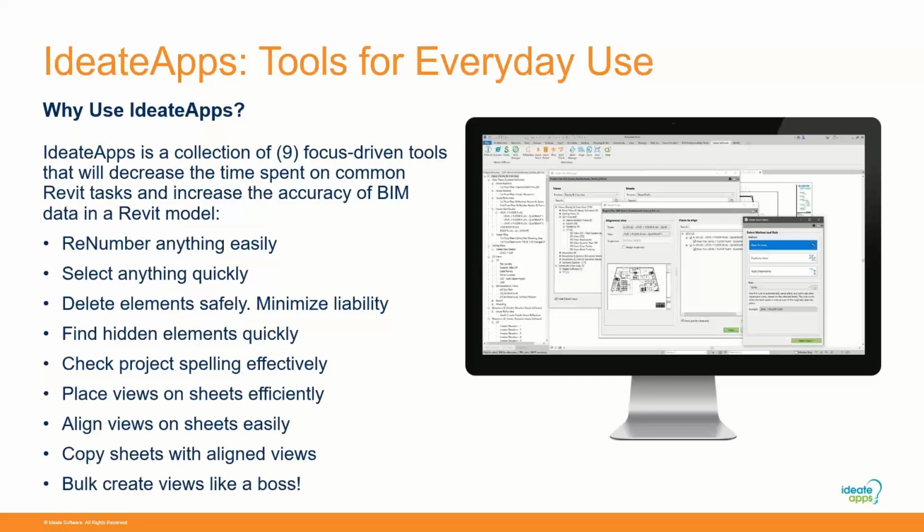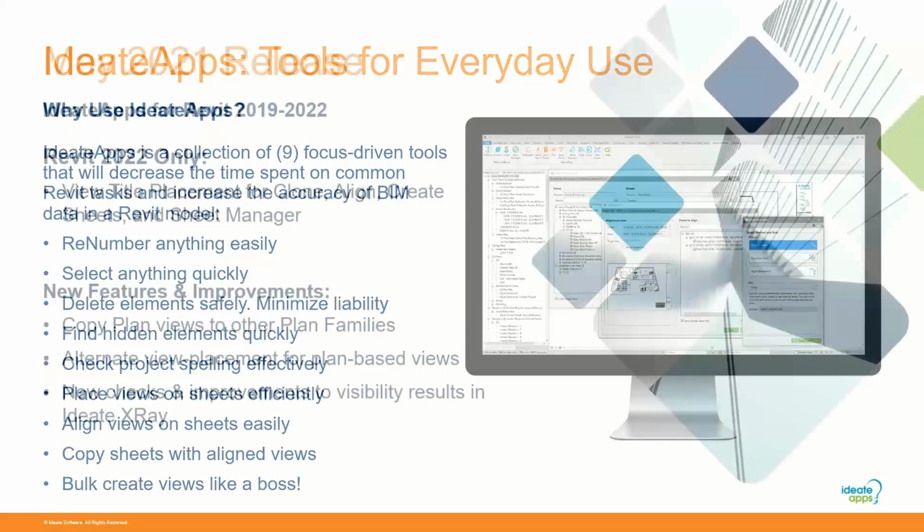You can use Quick Select. You can find elements that maybe might get deleted because they have dependencies. That's our Smart Delete. You can understand why something doesn't display in a particular view because of our Ideate X-ray. And then we have a number of sheet and view tools allowing you to place views on sheets, align views, copy sheets, bulk create views. And most of the enhancements were around these sheet and view tools.